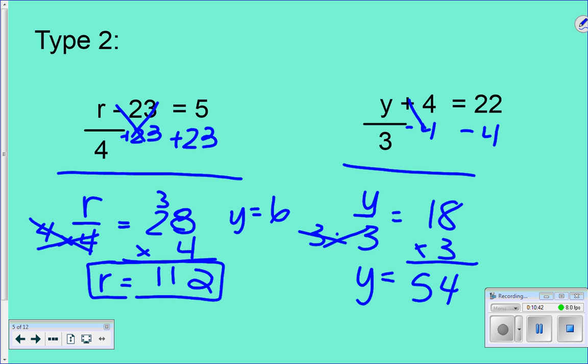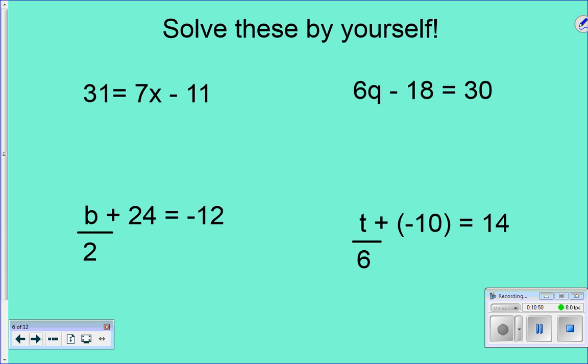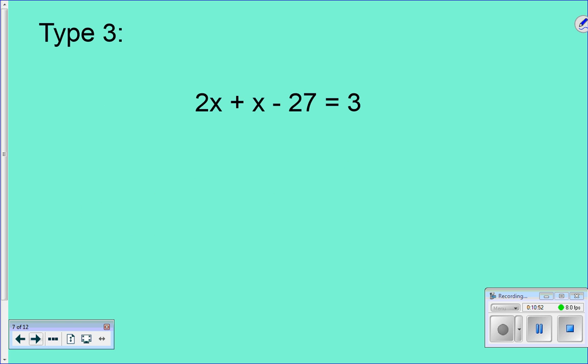Questions on that? Okay, now let me show you a third type. Now, the third type is not complicated. The third type just has one extra step. This is the third type. Okay? Now, before we do anything, just look at it. Before we do anything, talk out loud, because some of us have problems doing that. Just look at it. It has 2x plus x minus 27 equals 3, Hunter.